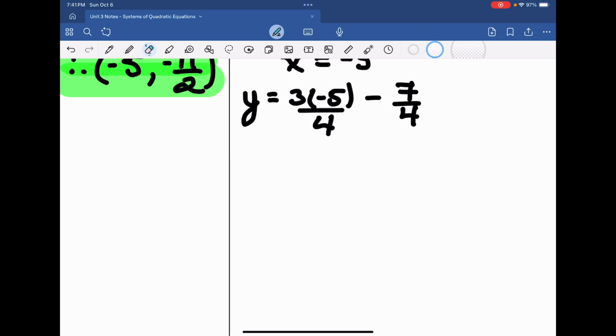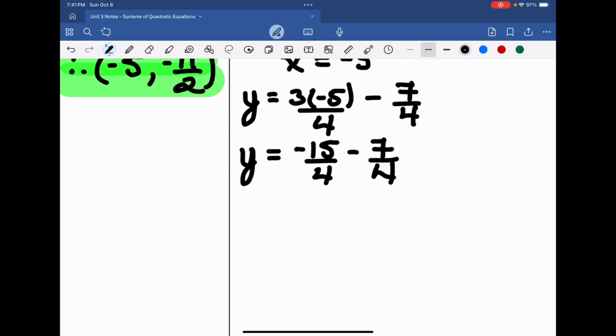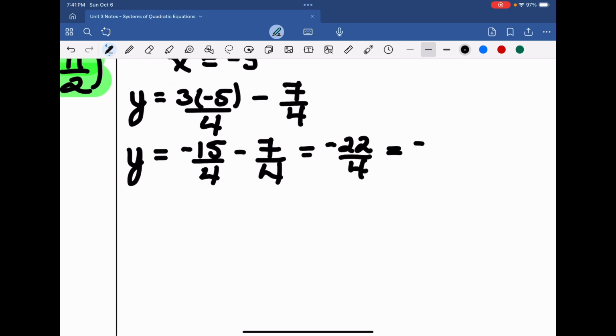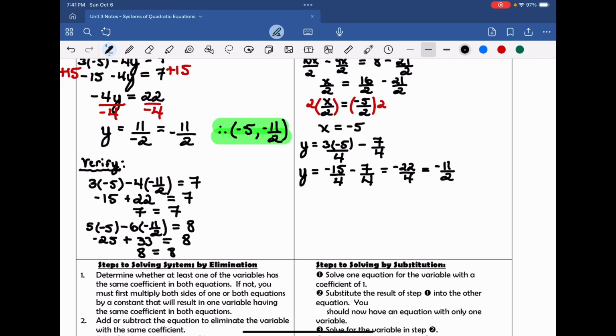This is going to give us y is equal to 3 times negative 5 is negative 15 over 4 minus 7 over 4. This gives us negative 22 over 4, which when we note both of them divide by 2 gives us negative 11 over 2. Hey, look at that. We get the exact same y that we got on our previous step.